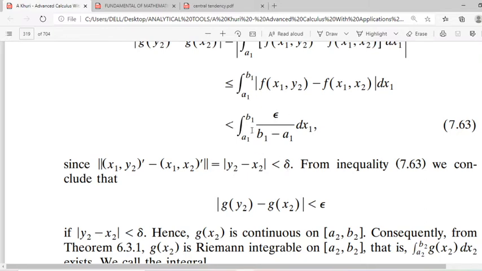Yeah, we can integrate this one. What is the integral from a1 to b1 of epsilon by (b1 minus a1) dx1? This is a constant term, and this is also a constant term. So we can take it outside, and what do we get? Epsilon by (b1 minus a1) into the integral from a1 to b1 of dx1. The integral from a1 to b1 of dx1 is nothing but b1 minus a1. So the b1 minus a1 terms both get cancelled, and the remaining term is only epsilon.